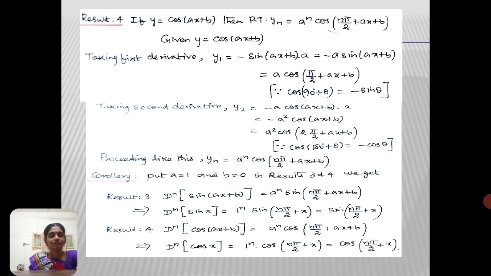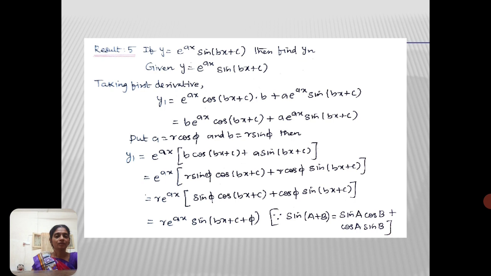Corollary. If a equal to 1 and b equal to 0 in results 3 and 4, we get d^n of sin x equal to sin(n pi by 2 plus x), d^n of cos x equal to cos(n pi by 2 plus x). We know the result d^n of sin(ax+b) is a^n sin(n pi by 2 plus ax plus b). Here we have to put a equal to 1 and b equal to 0. Then we arrive d^n of sin x equal to sin(n pi by 2 plus x). Similarly, d^n of cos x is cos(n pi by 2 plus x).